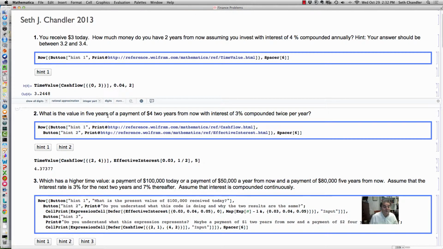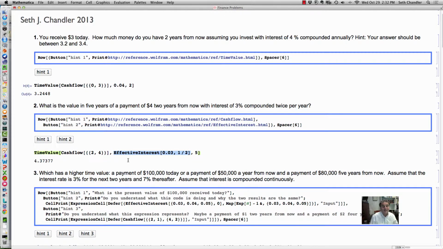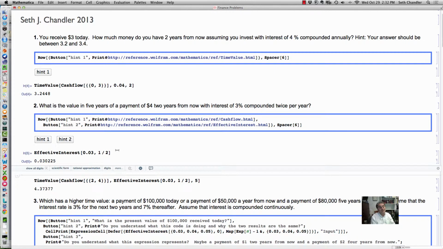All right, the value in 5 years of a payment of $4 2 years from now with interest of 3% compounded twice per year. The first thing we want to do is get our interest rate right, and we need to use the effective interest command. We put in the nominal interest rate here and the period in which it compounds here. This does it a little bit differently than R, which would want you to put a 2 here rather than a 1/2, and it's just a matter of remembering what convention to use. So that interest at 3% compounded twice a year is really the same as 3.02, etc. percent.